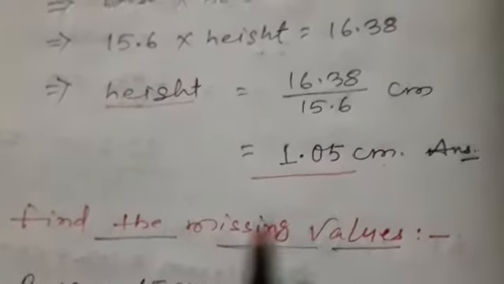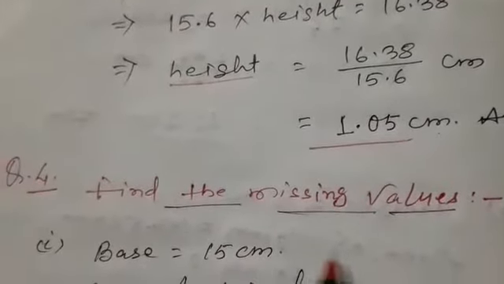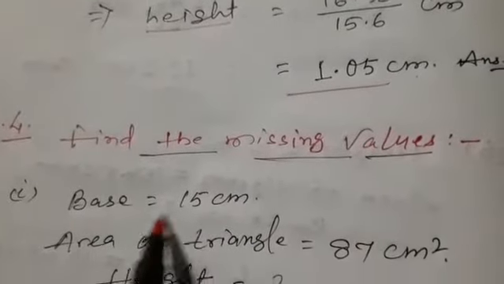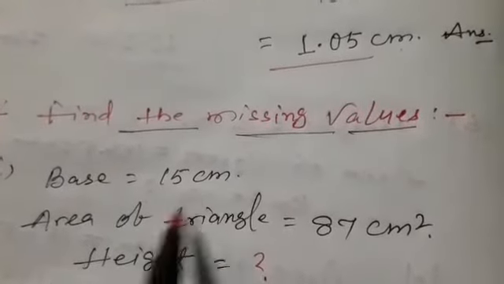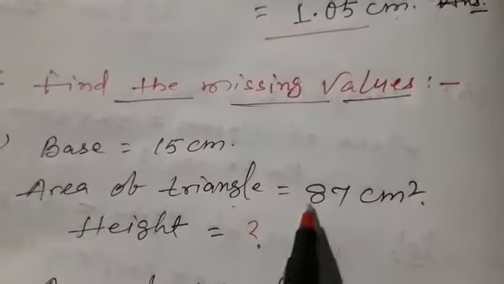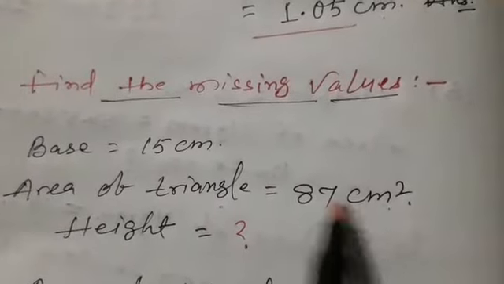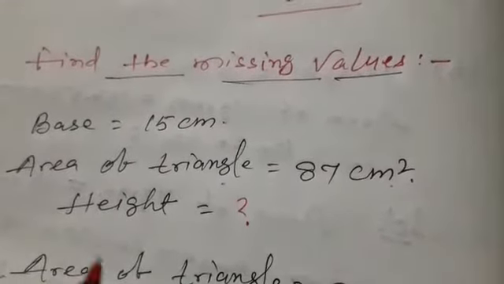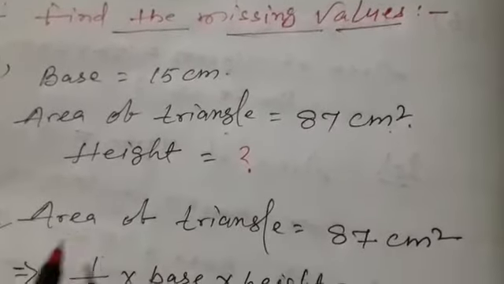Question number 4 is find the missing value. Base of triangle is equal to 15 centimeter. Area of triangle is equal to 87 centimeter square. Both are given. We need to find height of this triangle.